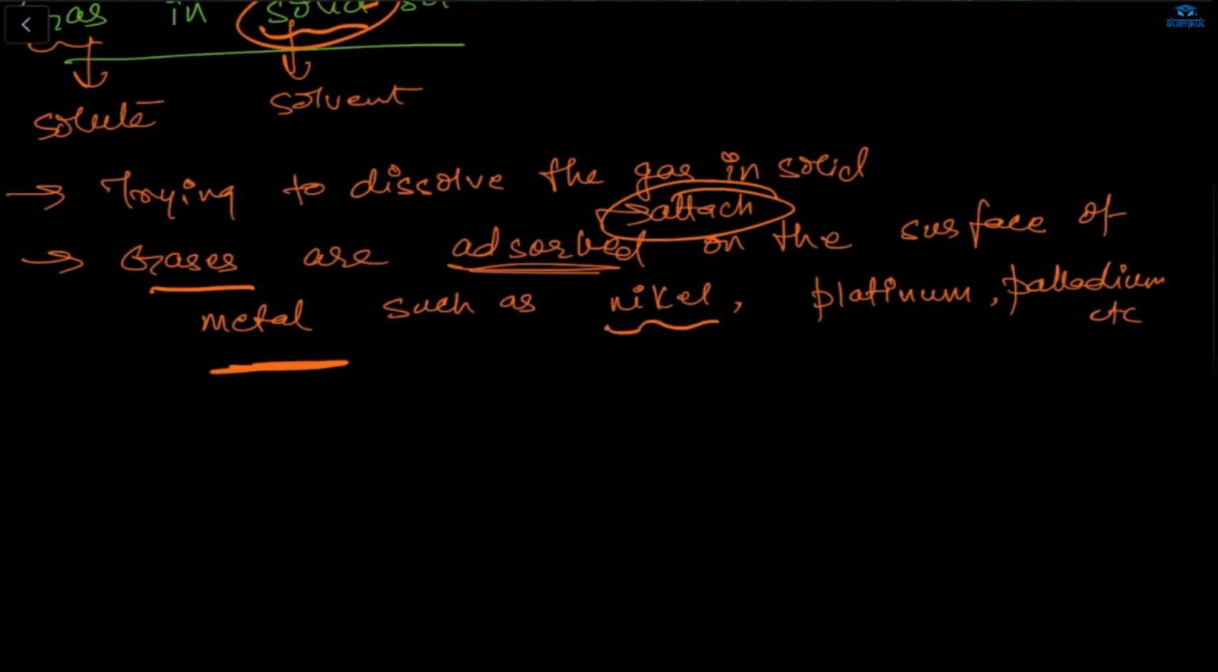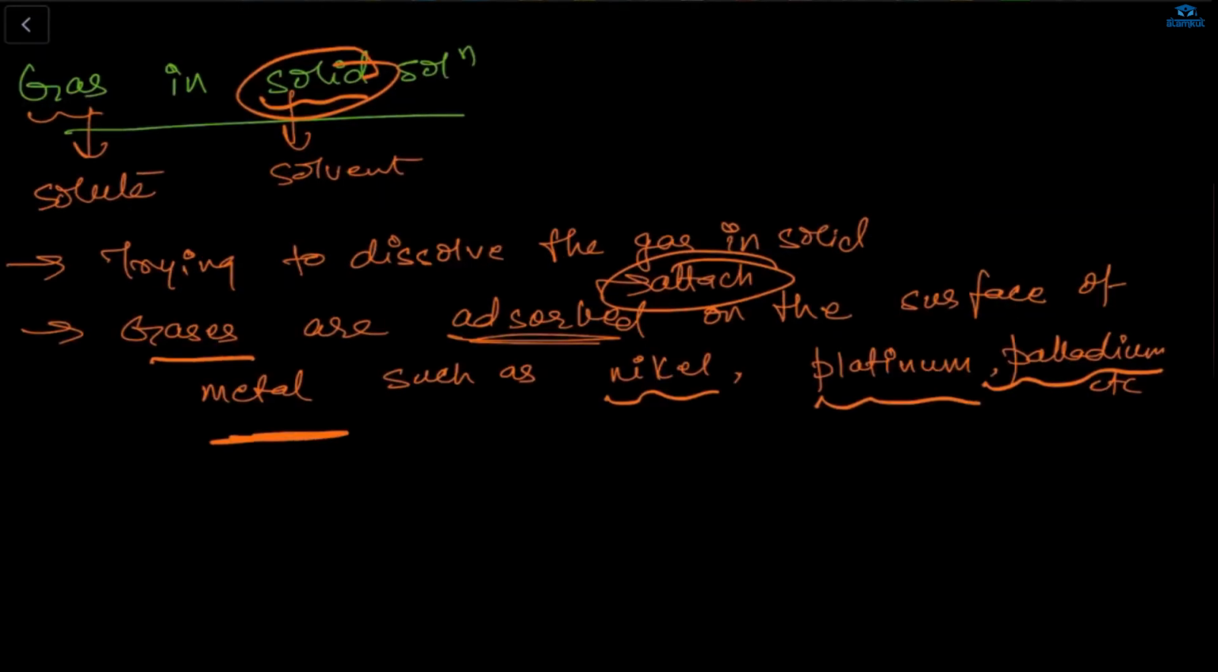And which kind of metal? Like nickel, platinum, palladium. Here in gas and solid, the solids are the metals, and my gases are attached on the surface of the metals, like platinum and palladium. Now you understood what is adsorbed and absorbed. Absorb means the gases will be absorbed into the metal, but adsorb means it will only attach on the surface of the metal. It will not get absorbed. Okay, Arham? Razi, Shazan, Advika, once more?